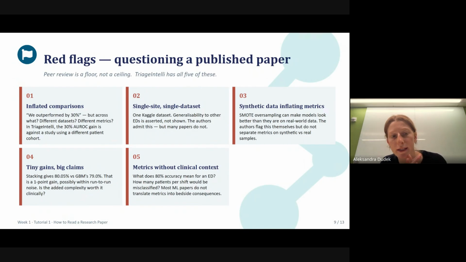The next red flag that's mentioned is this tiny gains, big claims. Does anyone want to talk a little bit about this one?